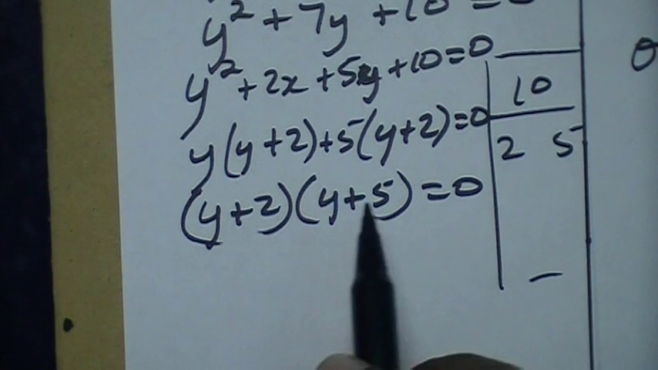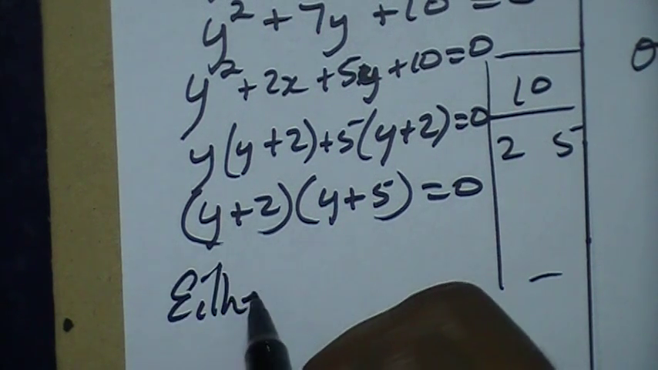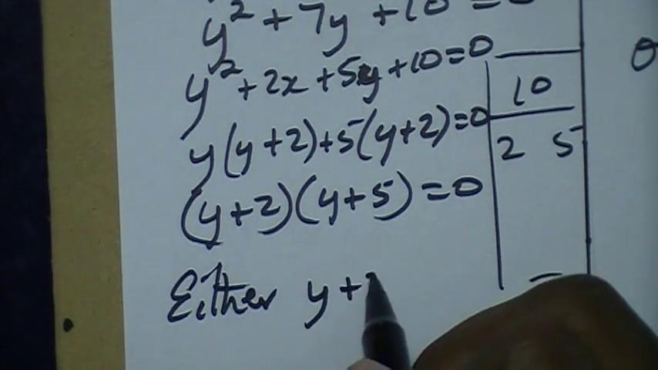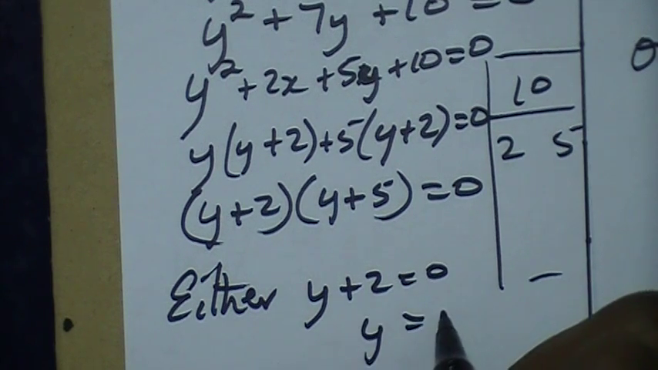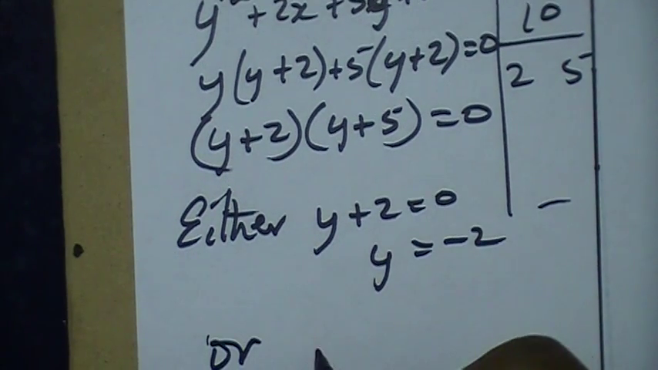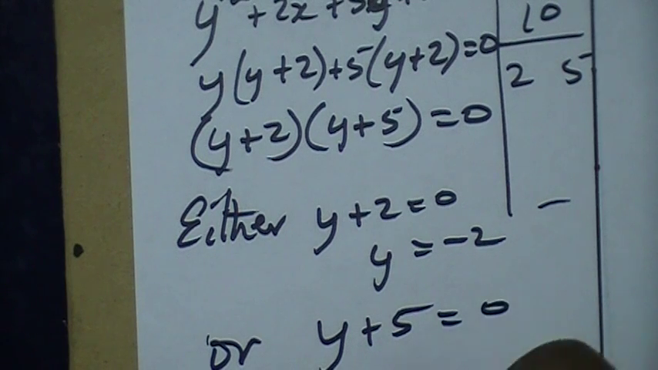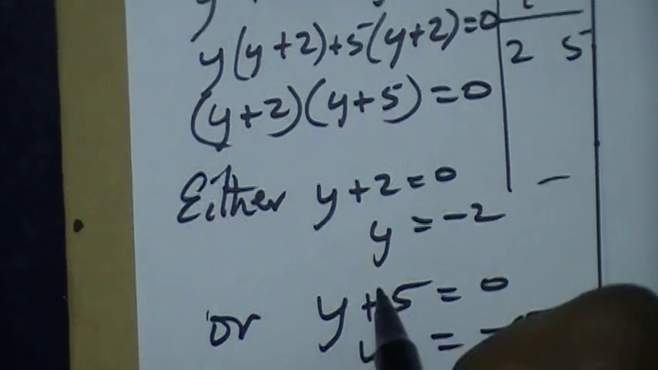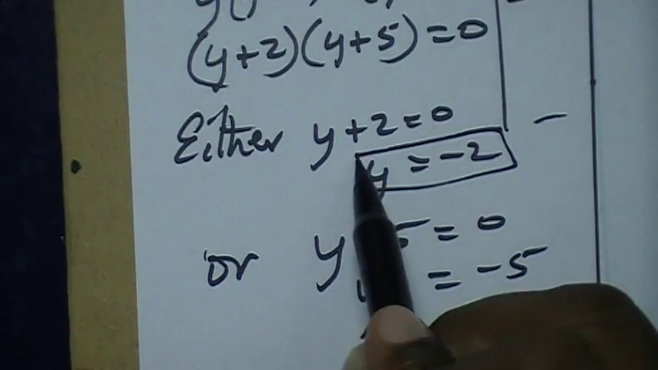Same size, opposite sign. Let's check either y plus 2 equals 0, where y is equal to negative 2, or y plus 5 equals 0, where y is equal to negative 5. Okay, so these are our two solutions.